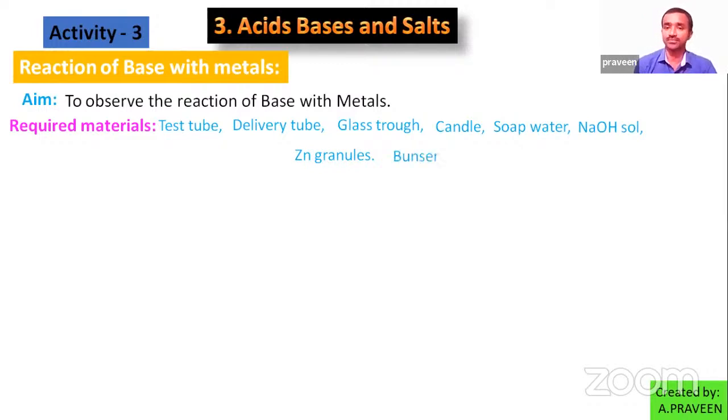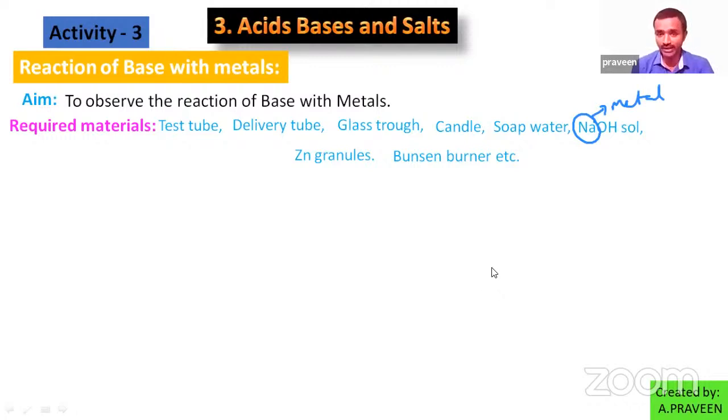Then a burner. Here you especially require a Bunsen burner because you have selected a strong base. And if you observe the strong base, what do we have here? A metal. Sodium is a metal. There are highly reactive, moderately reactive and least reactive metals. Sodium and zinc are highly reactive, so the reaction takes time. To avoid that, we provide heat energy to increase the rate, the speed of the reaction. So these are the materials required.